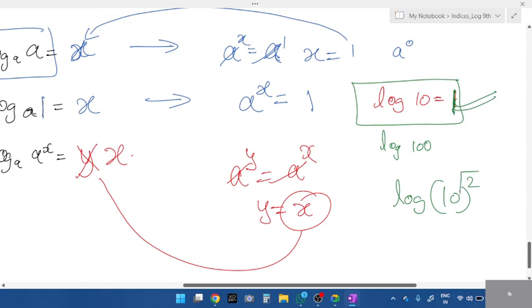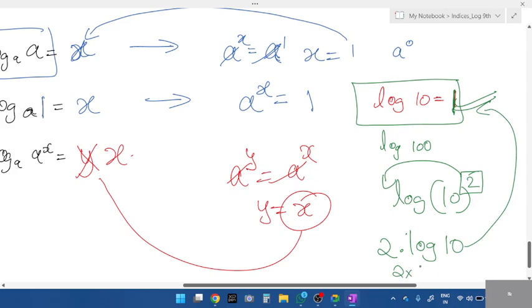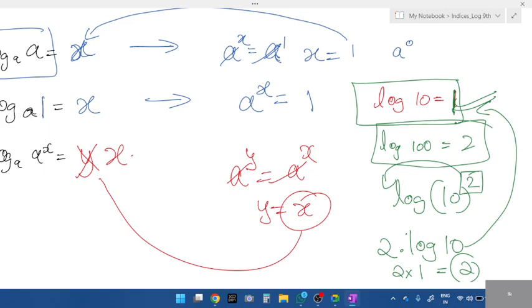If 10 square is given, use the power law. What happens to 2? 2 into log 10. Respond, all of you. 2 into what is the log 10 value? What's the answer for log 100? Is it clear? Yeah, make a note of this. And try to find log 1000. Calculate log 1000.